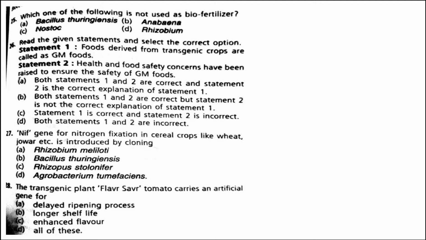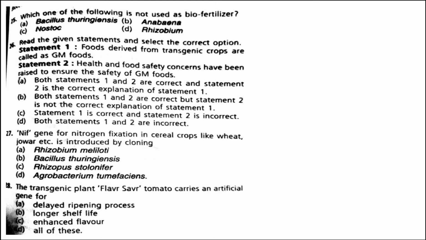Next, read the given statements and select the correct option. Statement 1. Food derived from transgenic crops are called GM foods. Statement 2. Health and food safety concerns have been raised to ensure the safety of GM foods. Option A. Both statement 1 and 2 are correct, and statement 2 is the correct explanation of statement 1. B. Both statement 1 and 2 are correct, but statement 2 is not the correct explanation of statement 1. C. Statement 1 is correct and statement 2 is incorrect. D. Both statement 1 and 2 are incorrect. So here the answer will be option B. Both statement 1 and 2 are correct, but statement 2 is not the correct explanation of statement 1.